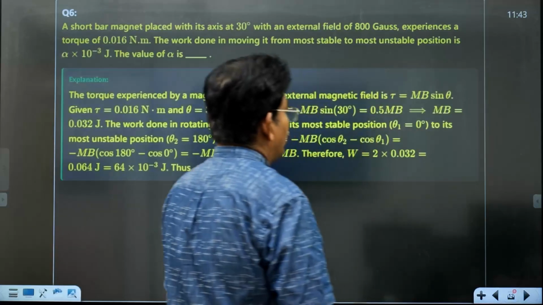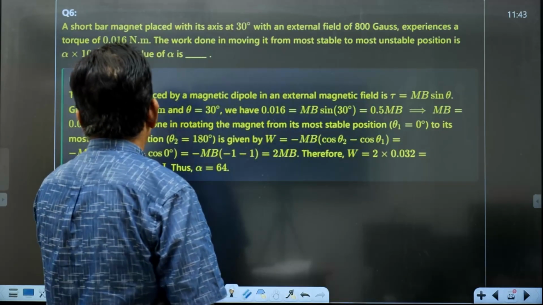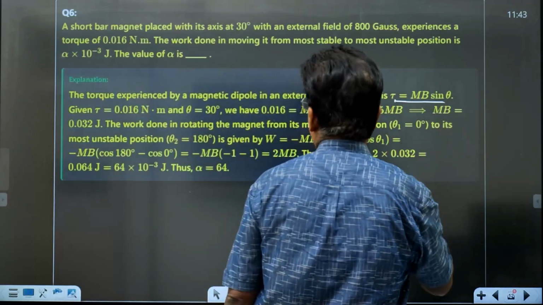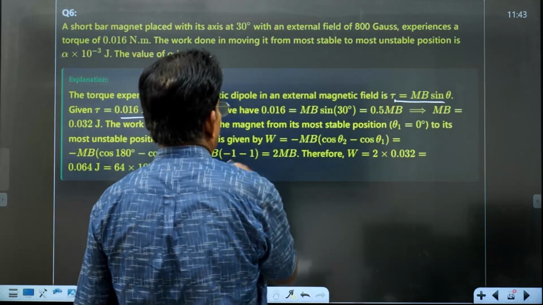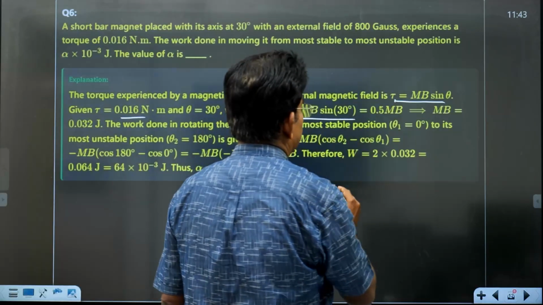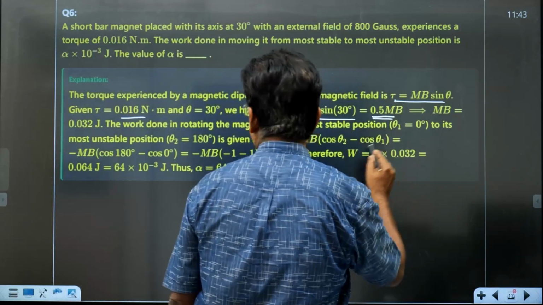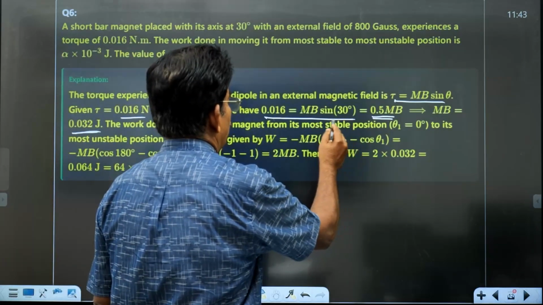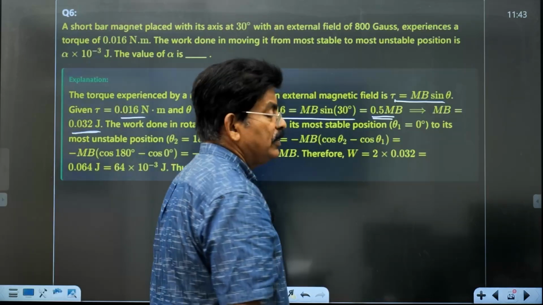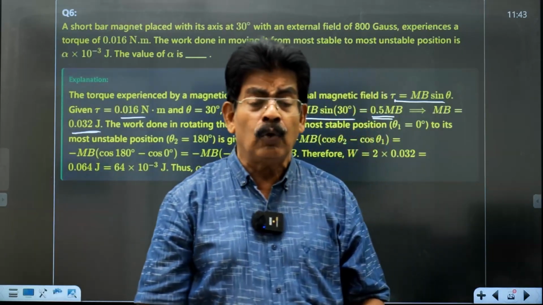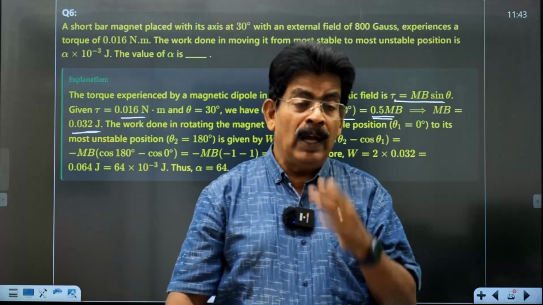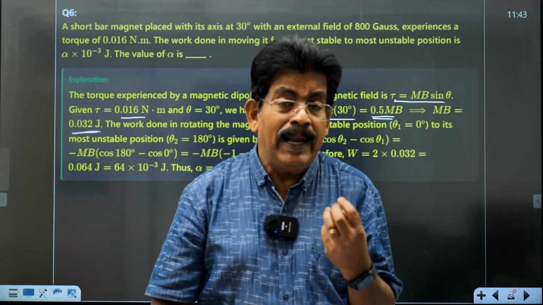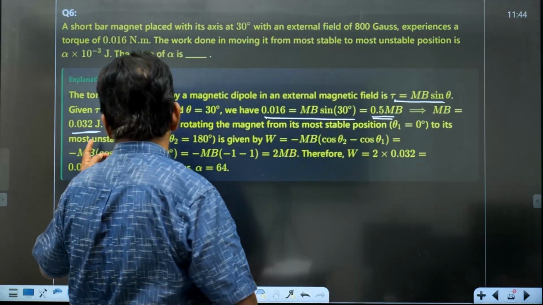Okay, we can go to the explanation. It is clearly given to you. Look, the torque experienced by the magnetic dipole formula is mB sine theta, and that is given to be 0.016 Newton meter, and 0.016 is mB sine 30. We are getting mB as 0.032 joules. From this calculation, sine 30 is half, 0.5. So here we don't require magnetic field value and magnetic moment value, because you are directly getting mB. mB we got as 0.032.